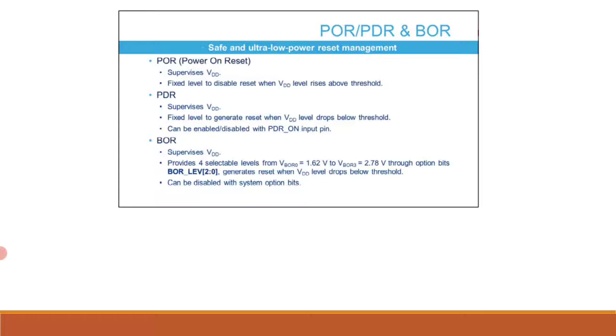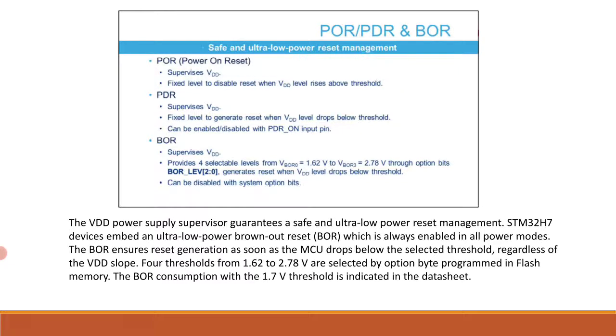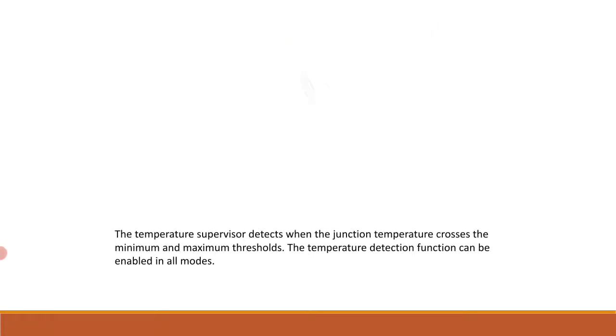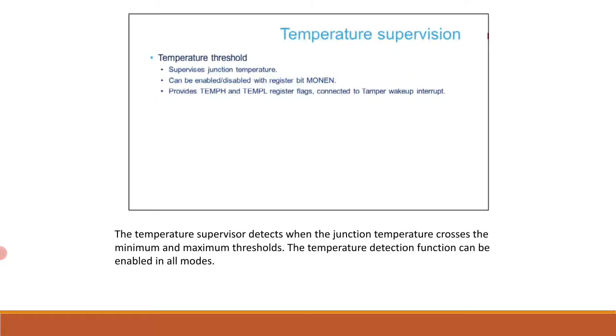We have one more supervision called temperature supervision. The temperature supervisor detects when the junction temperature crosses the minimum and maximum thresholds. The temperature detection function can be enabled in all modes.